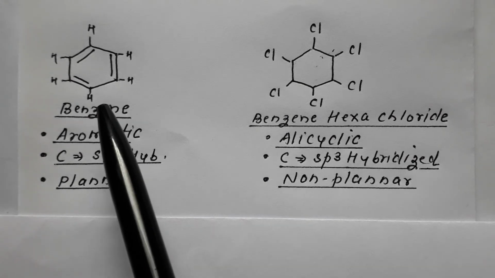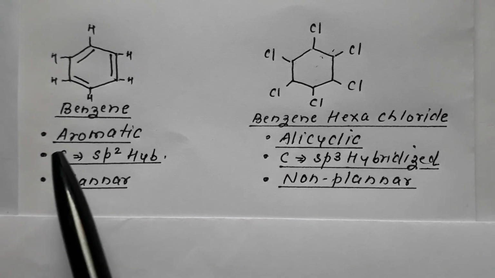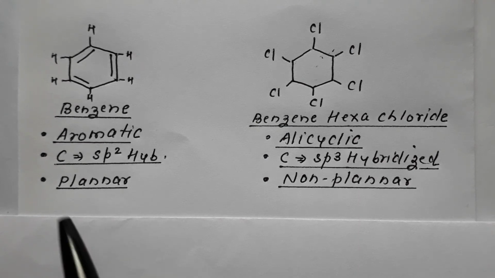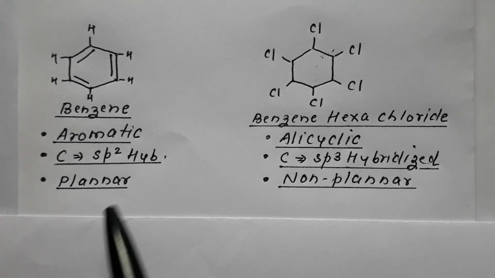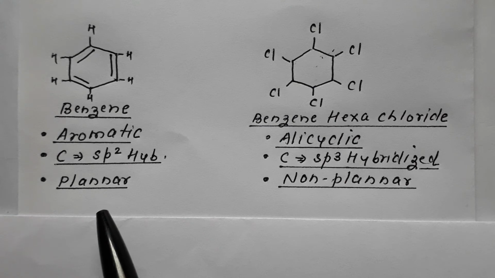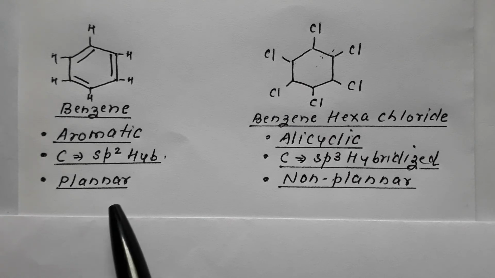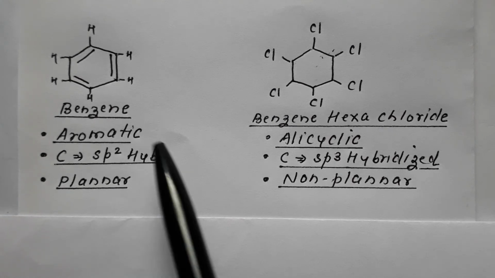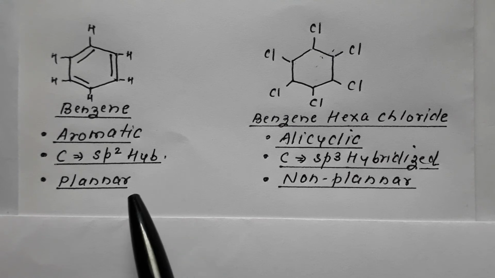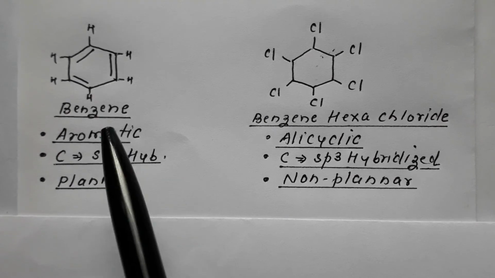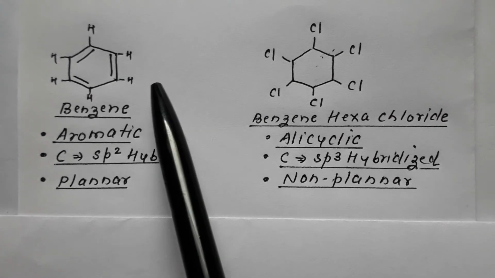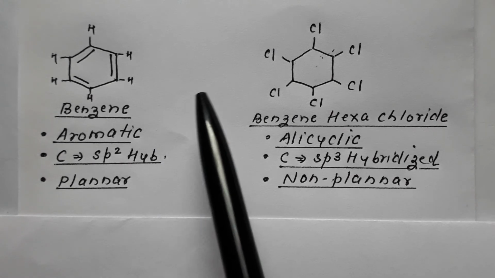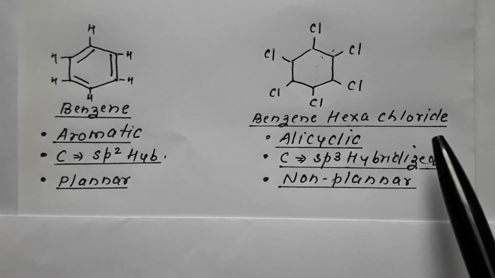So in case of benzene, the molecule is aromatic and the carbon is sp2 hybridized. And as we know, the structure of benzene is planar. All 6 carbons are in the same plane. So benzene is aromatic, carbon is sp2 hybridized, and it is planar, the principal molecule from which this compound is prepared. Now when benzene is made to react with chlorine in presence of UV radiation, it gets converted into benzene hexachloride.